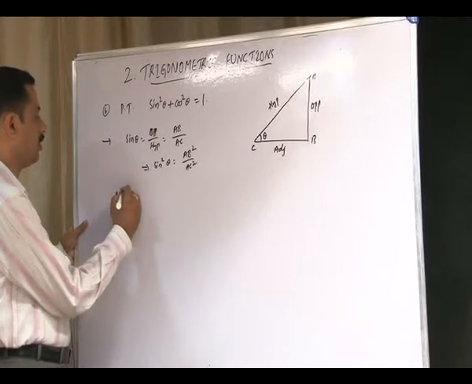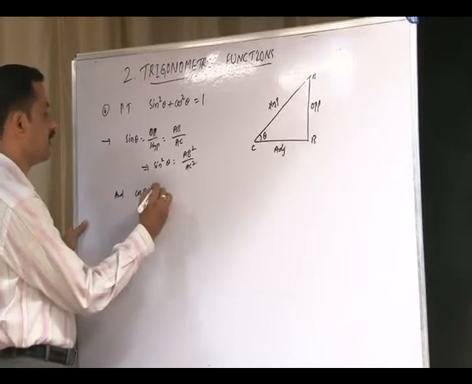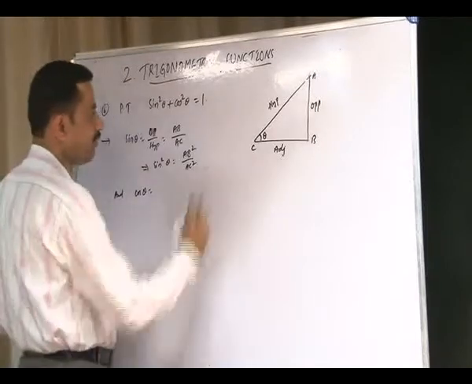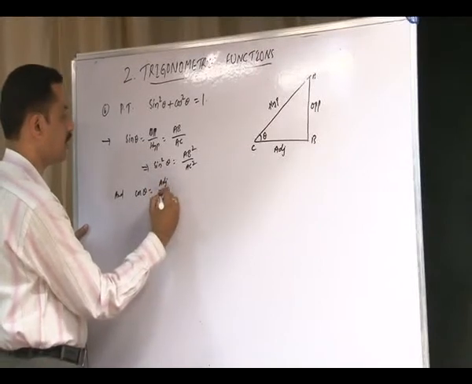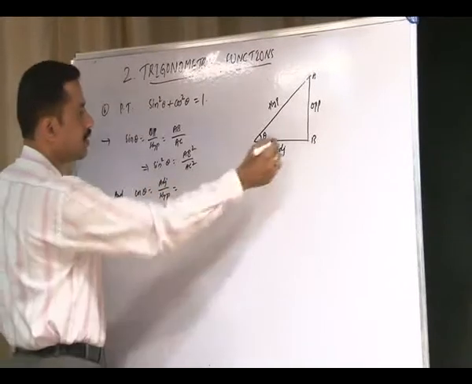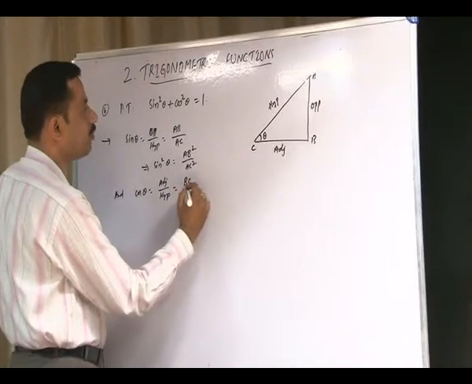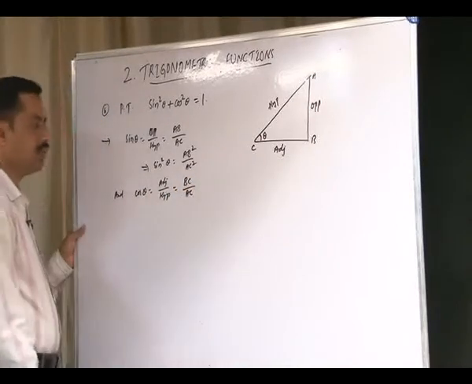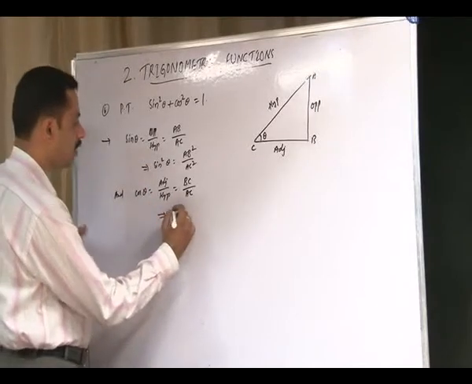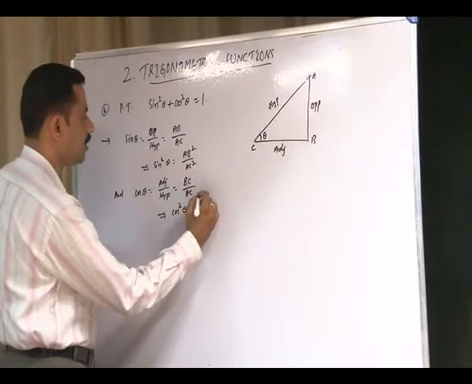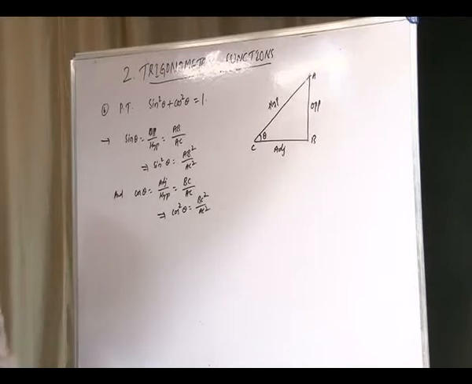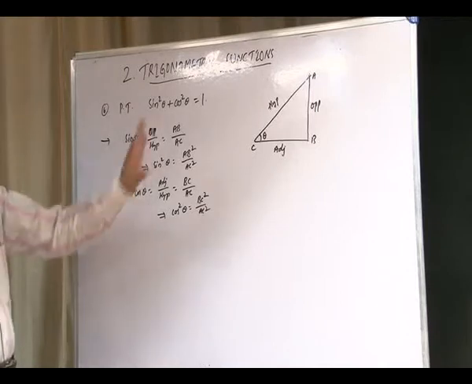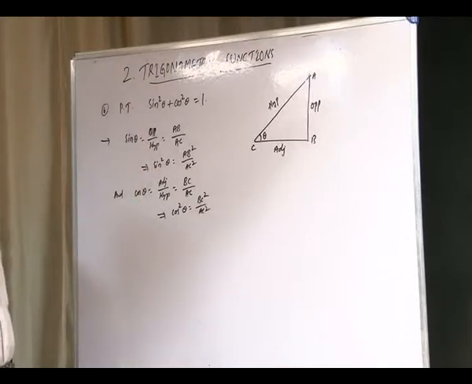And I will define cos theta also in this right angle triangle. So, cos theta is defined as the ratio of adjacent side divided by hypotenuse. In this, adjacent side is BC divided by hypotenuse is AC here. So, similarly, if you square this relation, then we get cos square theta is equal to BC square divided by AC square. So, I have defined sin theta and cos theta related to this right angle triangle.